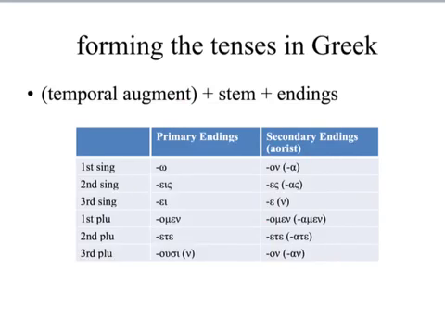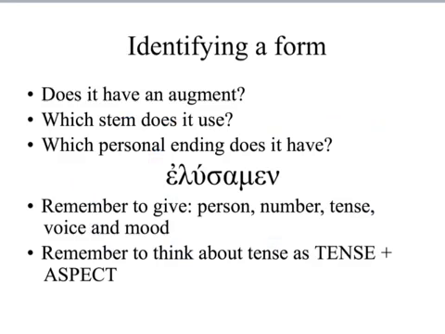Then you choose the correct stem, and then you add on these endings to formulate the verb. So you'll be able to tell from the verb lots of information. And one of the things that is important as you learn to read Greek is your ability to look at the verb and glean all of that information from it. So to take an example, you're going to want to ask questions like, does this form have an augment? Which stem is it using? Which personal ending does it have?